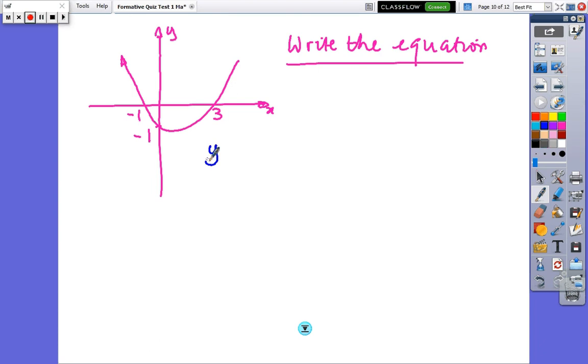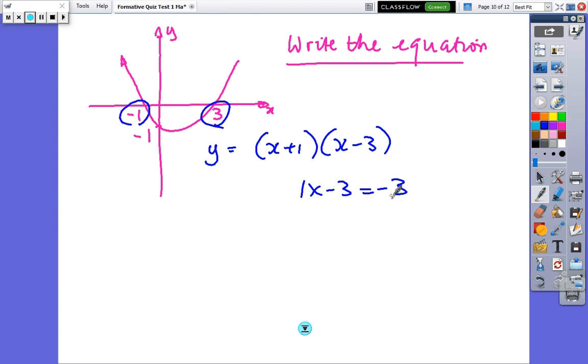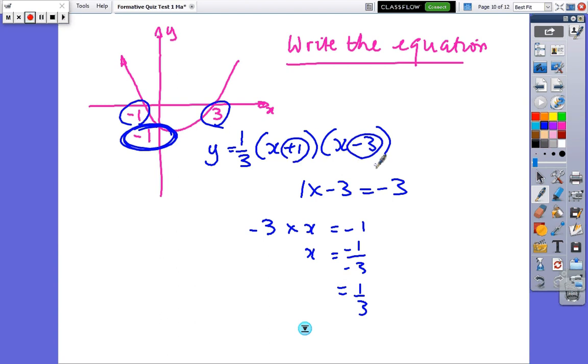Okay, you're back. So if x minus 1 is a root, then x plus 1 is the bracket. If x equals 3, then x minus 3 is a bracket. But 1 times minus 3 equals minus 3, but I've only got minus 1. So minus 3 times x equals minus 1. So x equals minus 1 over minus 3. So it's a third. So we just stick a third out the front, and that's the answer. So don't forget this number here, you've got to get like 1 times minus 3 does not equal minus 1. So that's the compensation number.